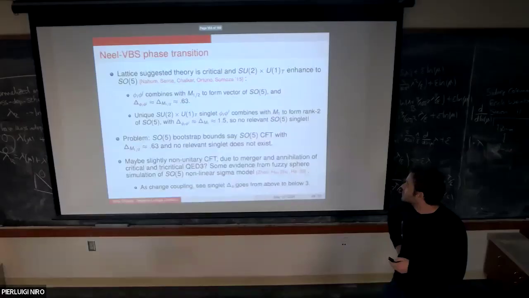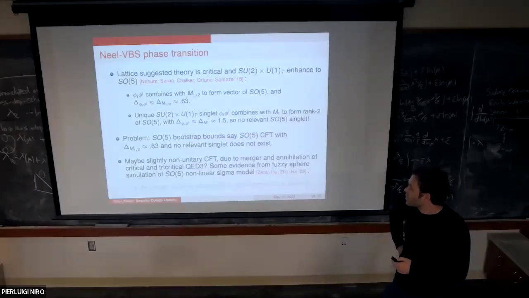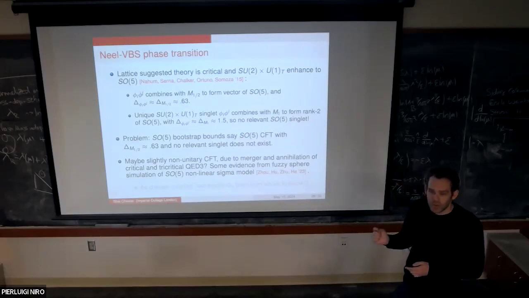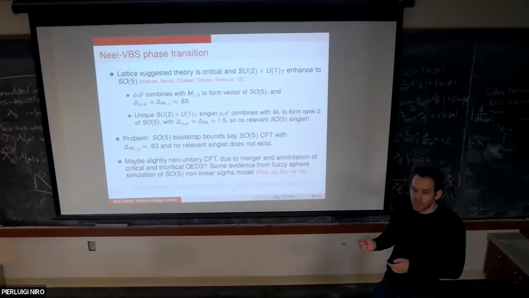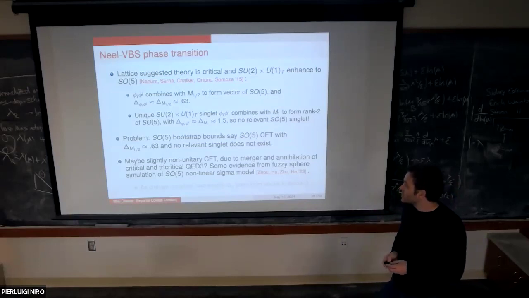So in this lattice study done by Nahum et al., where they suggested the SO(5) enhancement, what's the explanation for why they didn't think there was a relevant singlet? Okay, so that's an excellent question. You could say, why is it that they thought they got to a fixed point if they were only tuning one parameter? Because tuning one parameter implies that there wasn't this extra singlet. And so this is a question for lattice people.